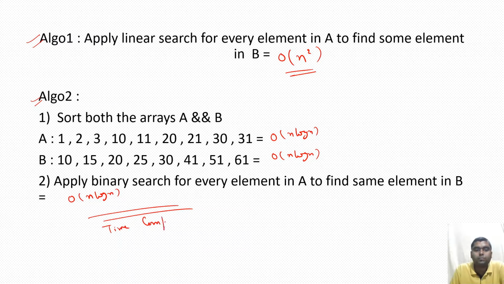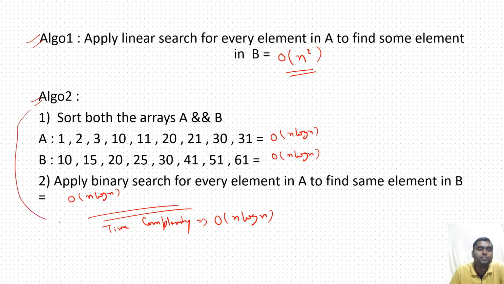So the time complexity for this particular problem is what? Order of n log n. So we reduced it to some extent, because the first approach is taking order of n square time. With the use of sorting and finally applying binary search to every element of A to find the similar element in B, it will take order of n log n time.